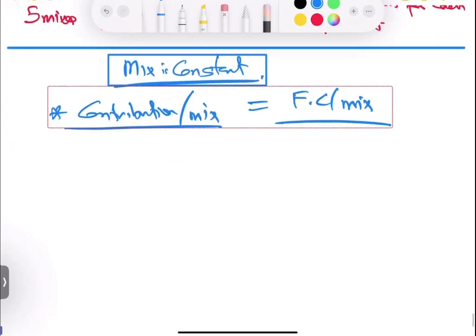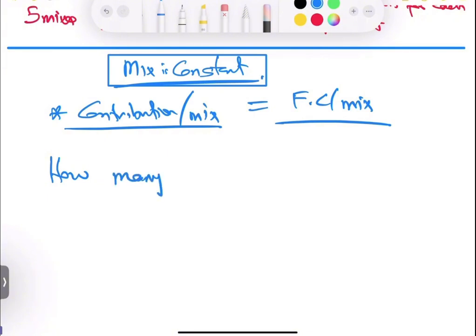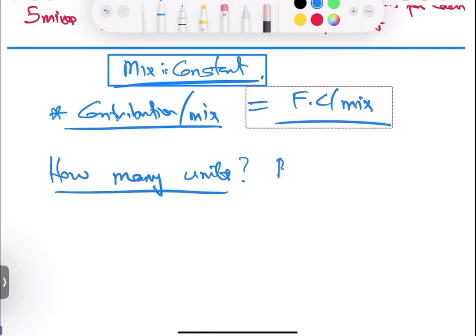Now we go straight into the calculation. If the question can still ask you how many units, which is what we're still going to be doing, however, because there are many products, we'll be using mix to work the question. So I'm still going to ask, how many units do we have to produce to break even? That's what we want to do.